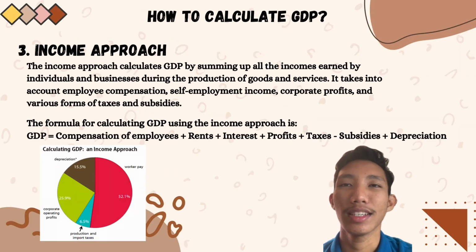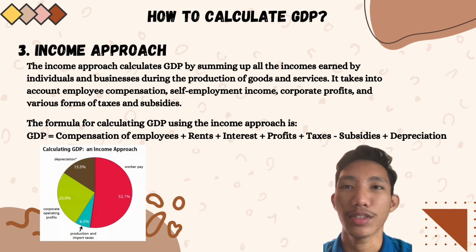The last one is to calculate GDP using the income approach. The income approach calculates GDP by summing up all the incomes earned by individuals and businesses during the production of goods and services. It takes into account employee compensation, self-employment income, corporate profits, and various forms of taxes and subsidies.